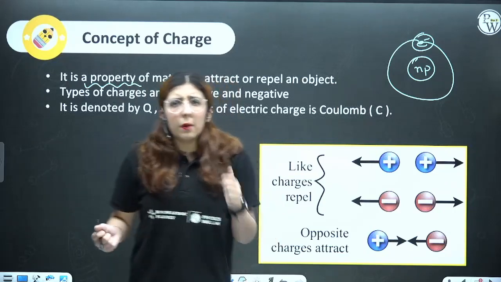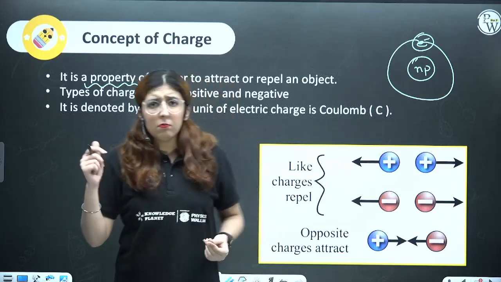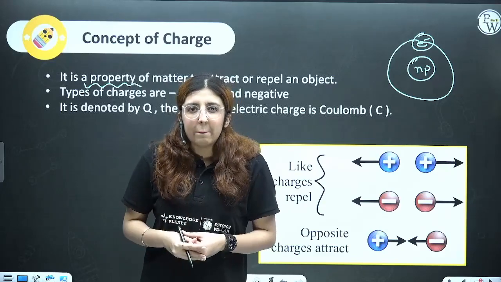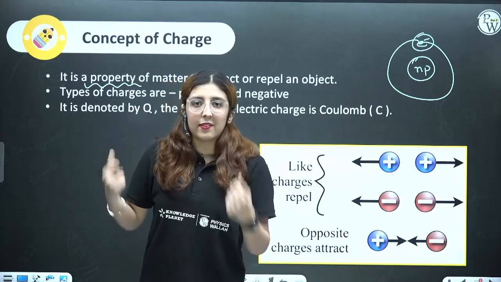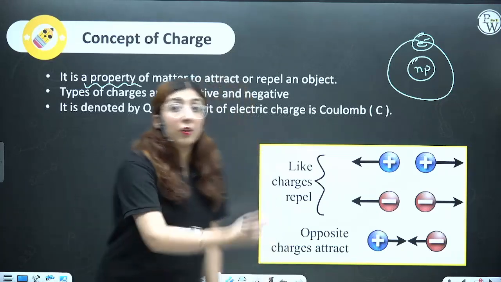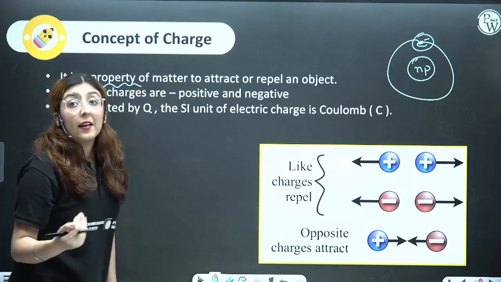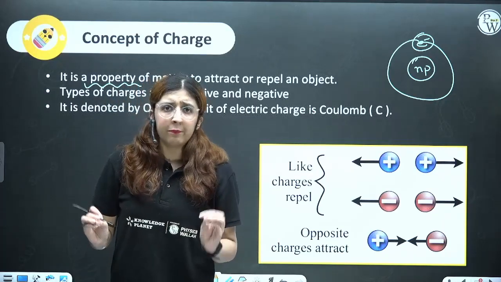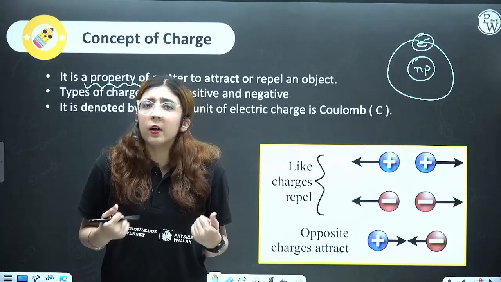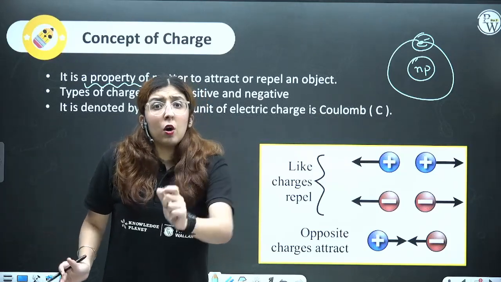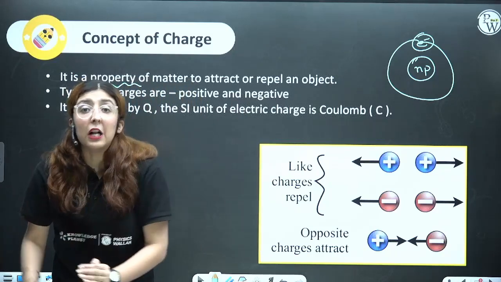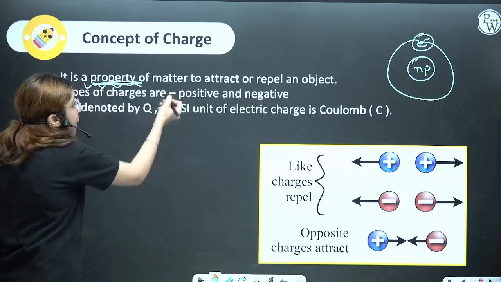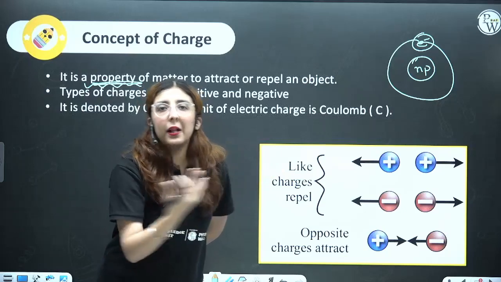We see these things of attraction and repulsion, no? There is a plastic scale, and we rub it on our head and bring it closer to bits of paper. The bits of paper get attracted to the plastic scale. How is this attraction taking place? Because of charge, because of this property. So charge is a property, a physical quantity, you can calculate it. Attraction and repulsion are the two things, the property of matter that is able to attract or repel another object.